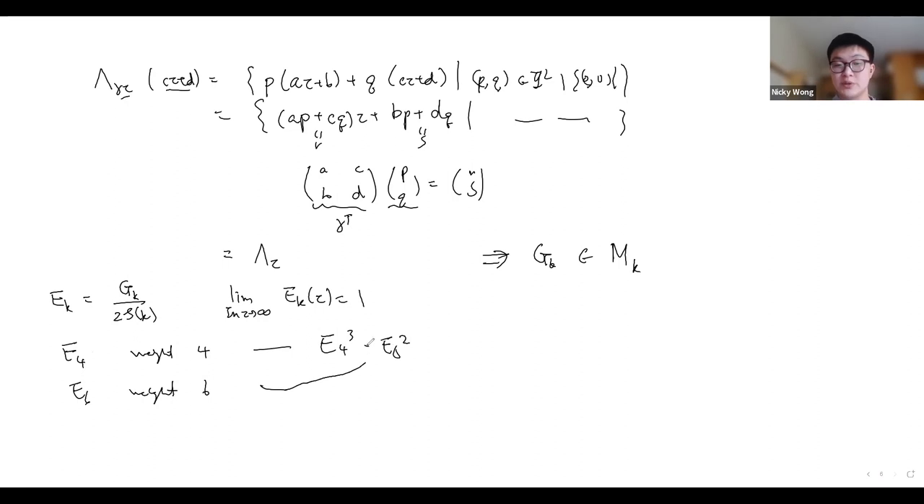If I take the difference between them and look at the limit at infinity, that's 1 cubed minus 1 squared, which is 0. So this vanishes at infinity. And this is of weight 12 because it is a sum of modular forms of weight 12.